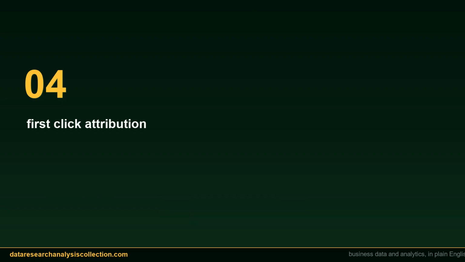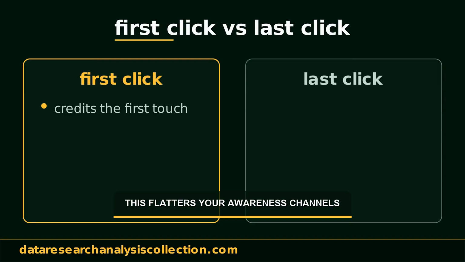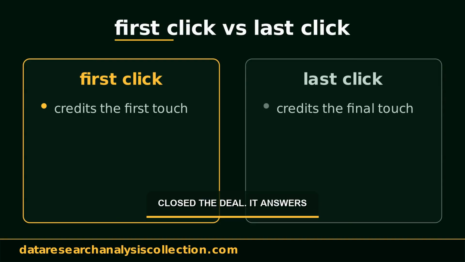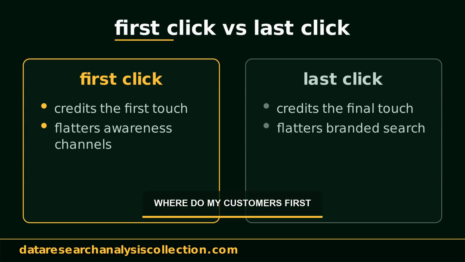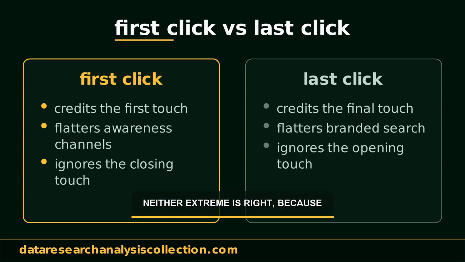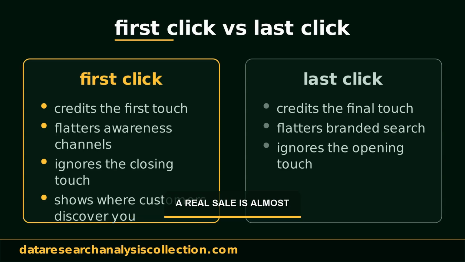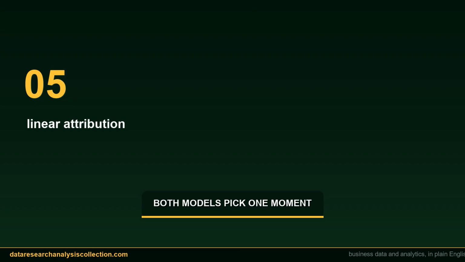First click attribution. The mirror image is first click, which gives all the credit to the very first touch that brought a customer into your world. This flatters your awareness channels and ignores everything that actually closed the deal. It answers a genuinely useful question: where do my customers first discover me? But it is just as lopsided as last click, only in the opposite direction. Neither extreme is right, because a real sale is almost never the work of a single touch. Both models pick one moment and pretend the rest of the journey did not happen.